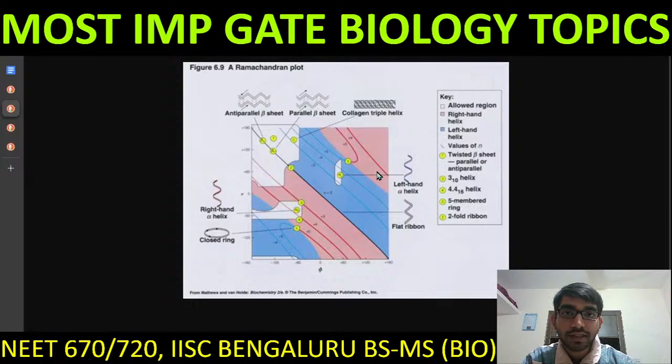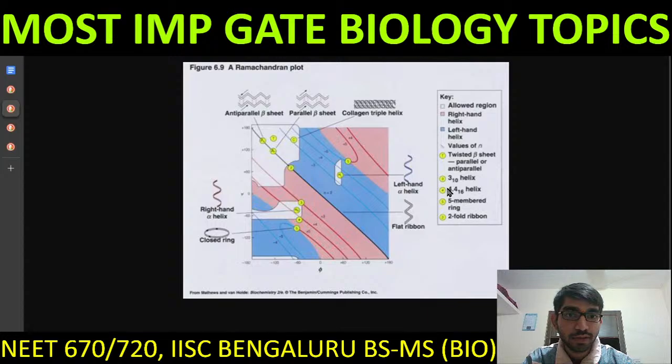Proline has a very restricted Ramachandran plot region, and remember this collagen triple helix is also here. Parallel sheets are here, and anti-parallel sheets are slightly above them. So they have a slightly higher psi value than the parallel beta sheets. So this is something that you should remember just as a fact because it can be asked to identify which of these regions correspond to which type of protein secondary structure. So then you should be able to identify.